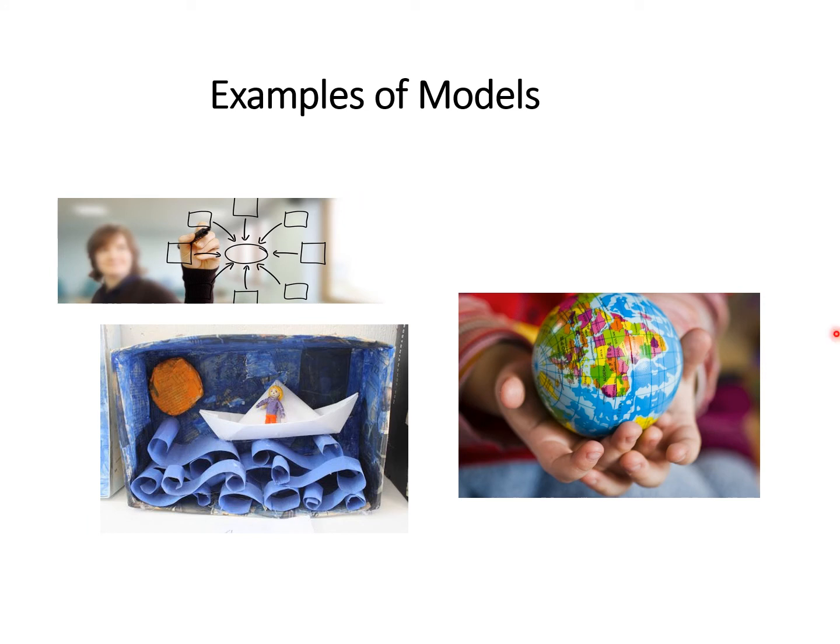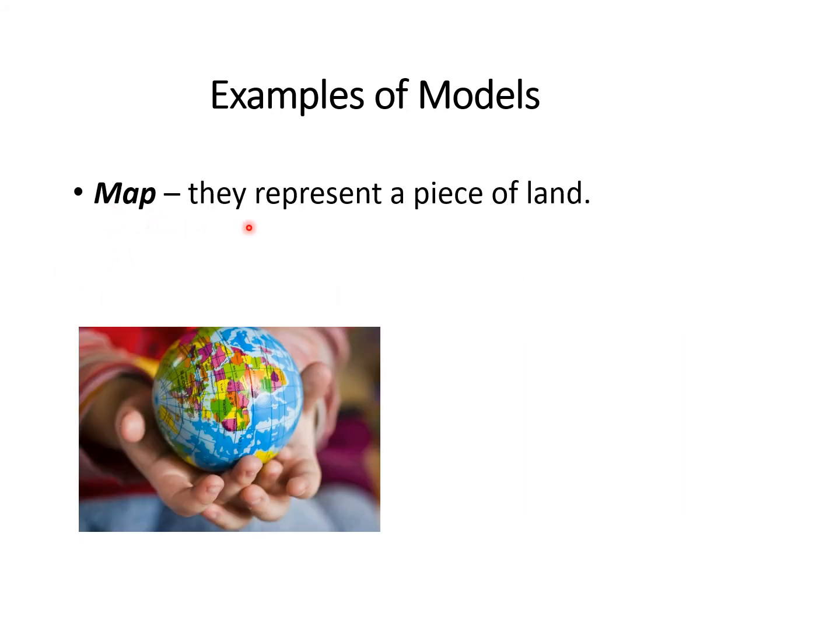These are examples of models. We have these three examples. This is a map, and these two, you might know them, but you might not know what they're called. This is a map. They represent a piece of land. For example, we have right here a globe. The globe represents the continents, the oceans, and everything that's in planet Earth.